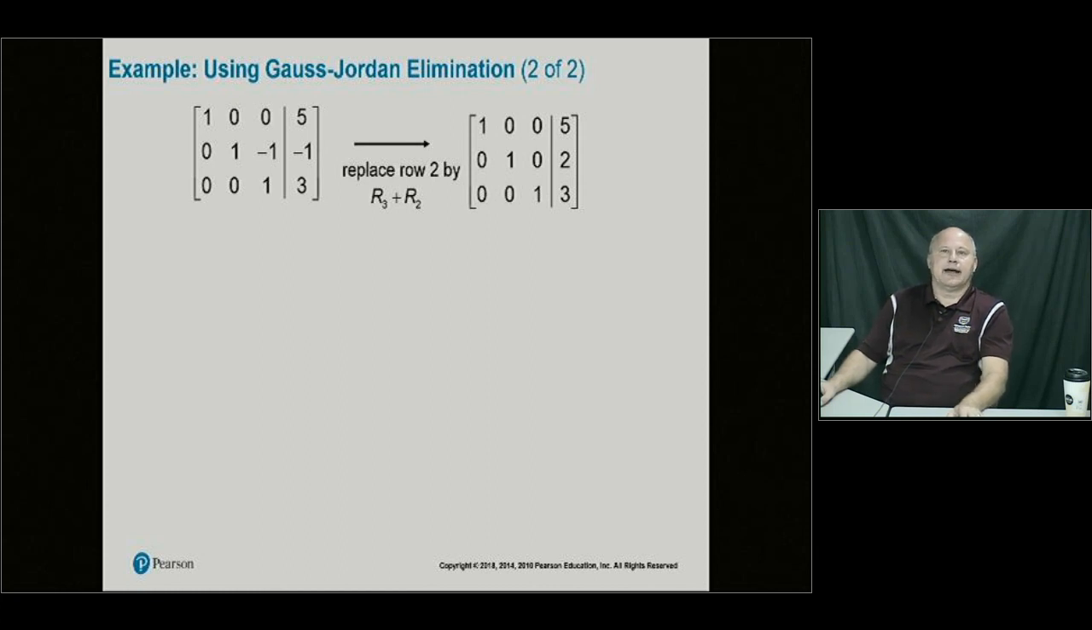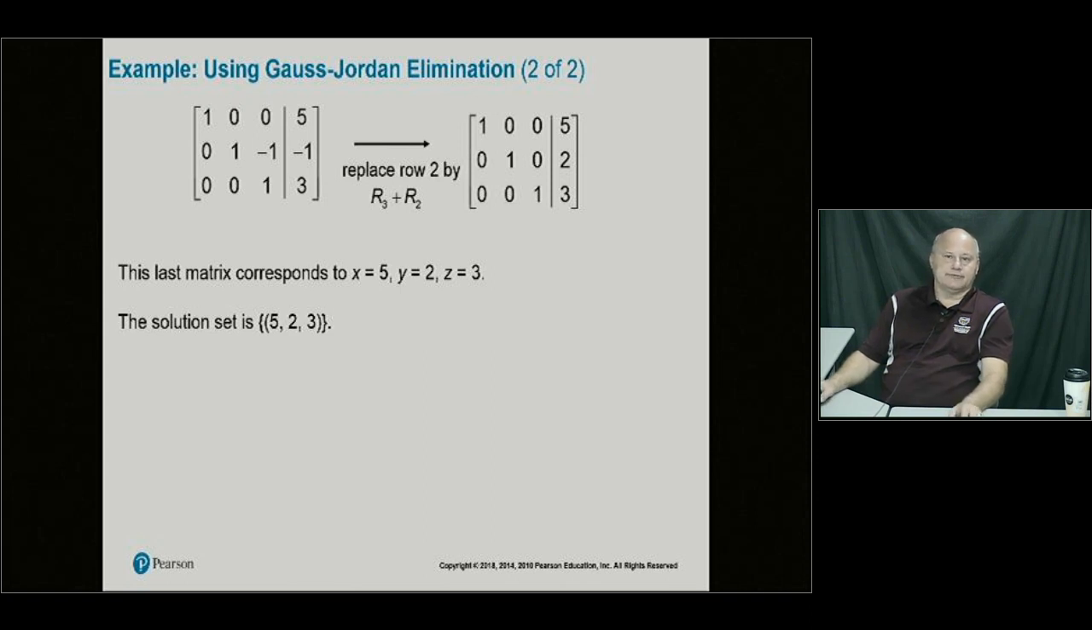Okay, so the last matrix corresponds to x equals 5, y equals 2, and z equals 3. And so the solution set is (5, 2, 3). And so it's the same answer.